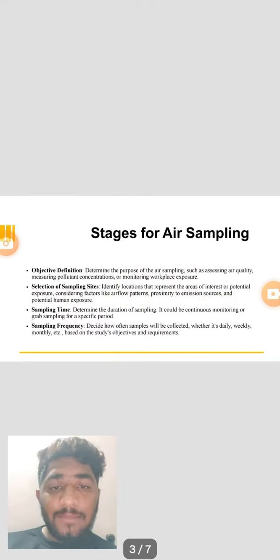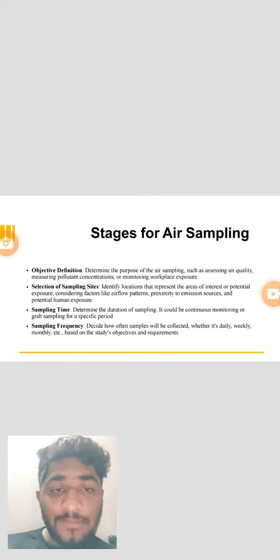Stages of air sampling. Objective definition: determine the purpose of air sampling, such as assessing air quality, measuring pollutant concentration, or monitoring workplace exposure. Selection of sampling sites: identify locations representing the areas of interest or potential exposure, considering factors like airflow patterns, proximity to emission sources, and potential human exposure.